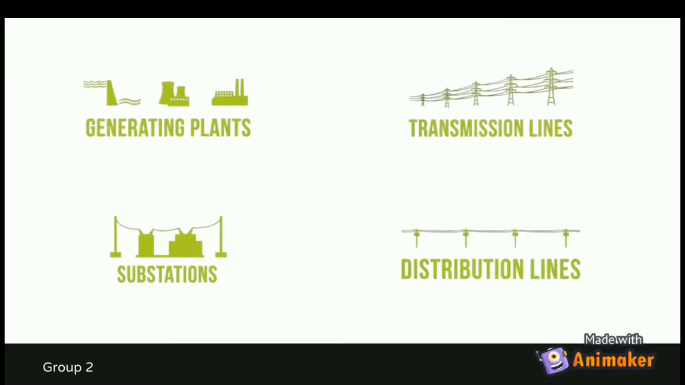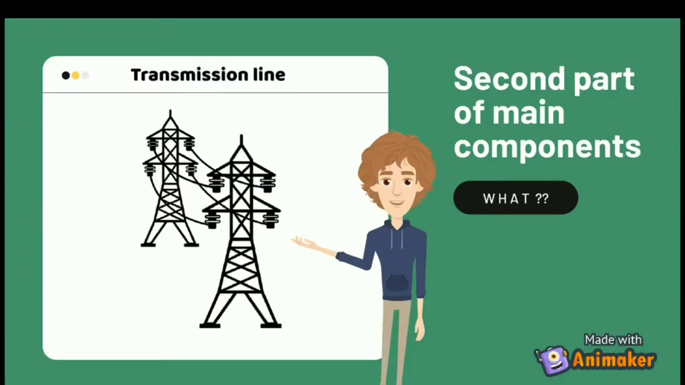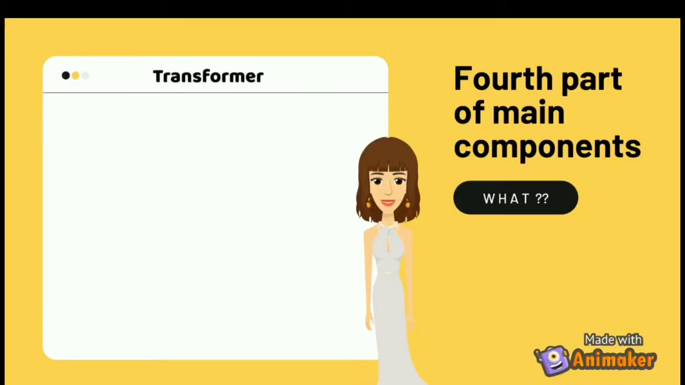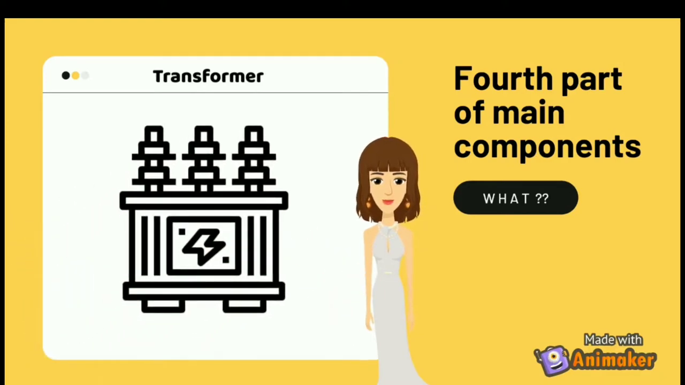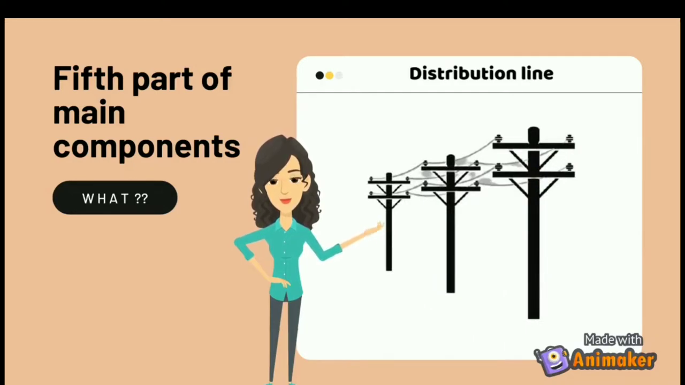It consists of these components. The first main component is the generating plant, where the electricity is produced. The second is the transmission line that will carry the power from one place to another over long distances. The third is substations, where the electricity voltage is either increased or decreased. The fourth is the transformer, which is a mechanism that increases or decreases the electricity voltage. And the last, fifth component is the distribution line, which is the same as the transmission line but only for lower voltage.